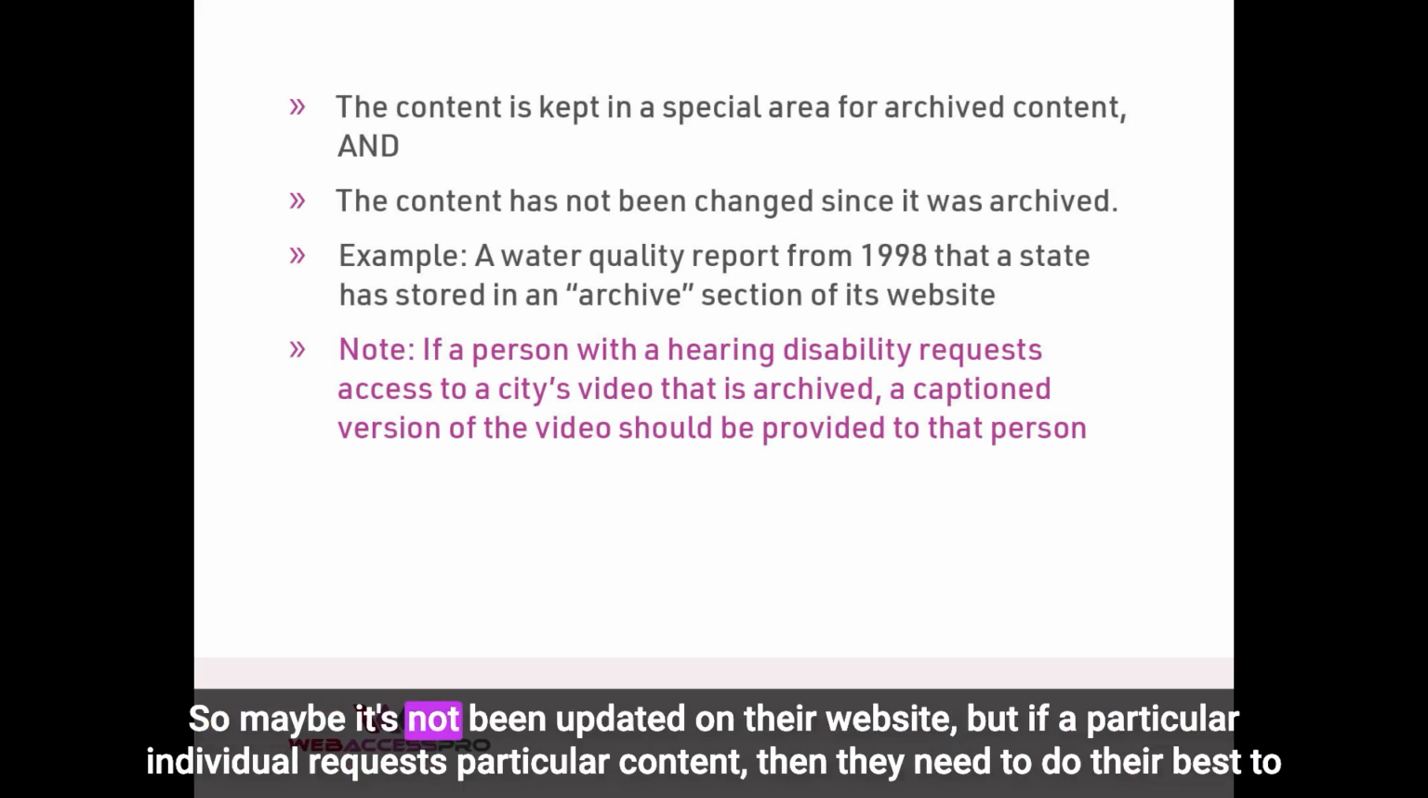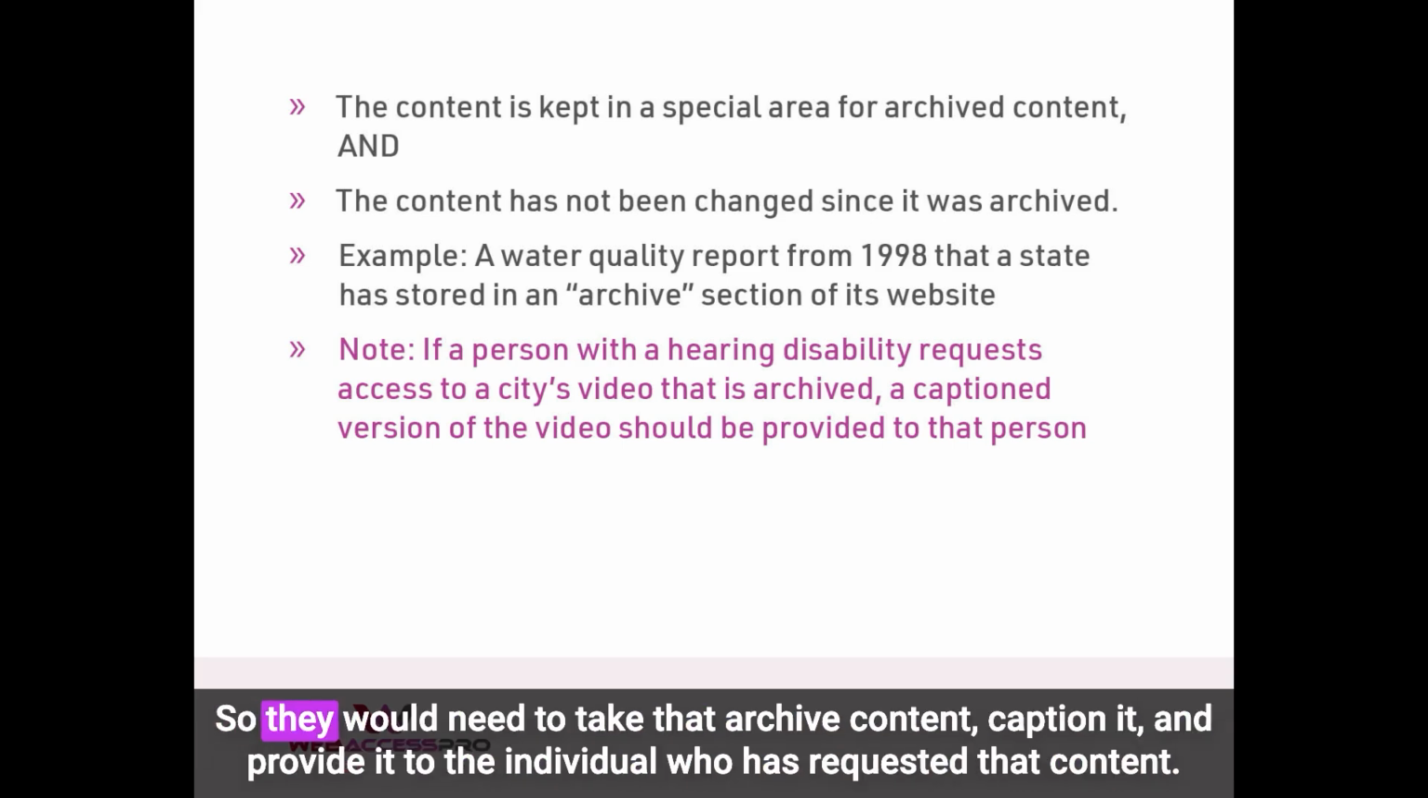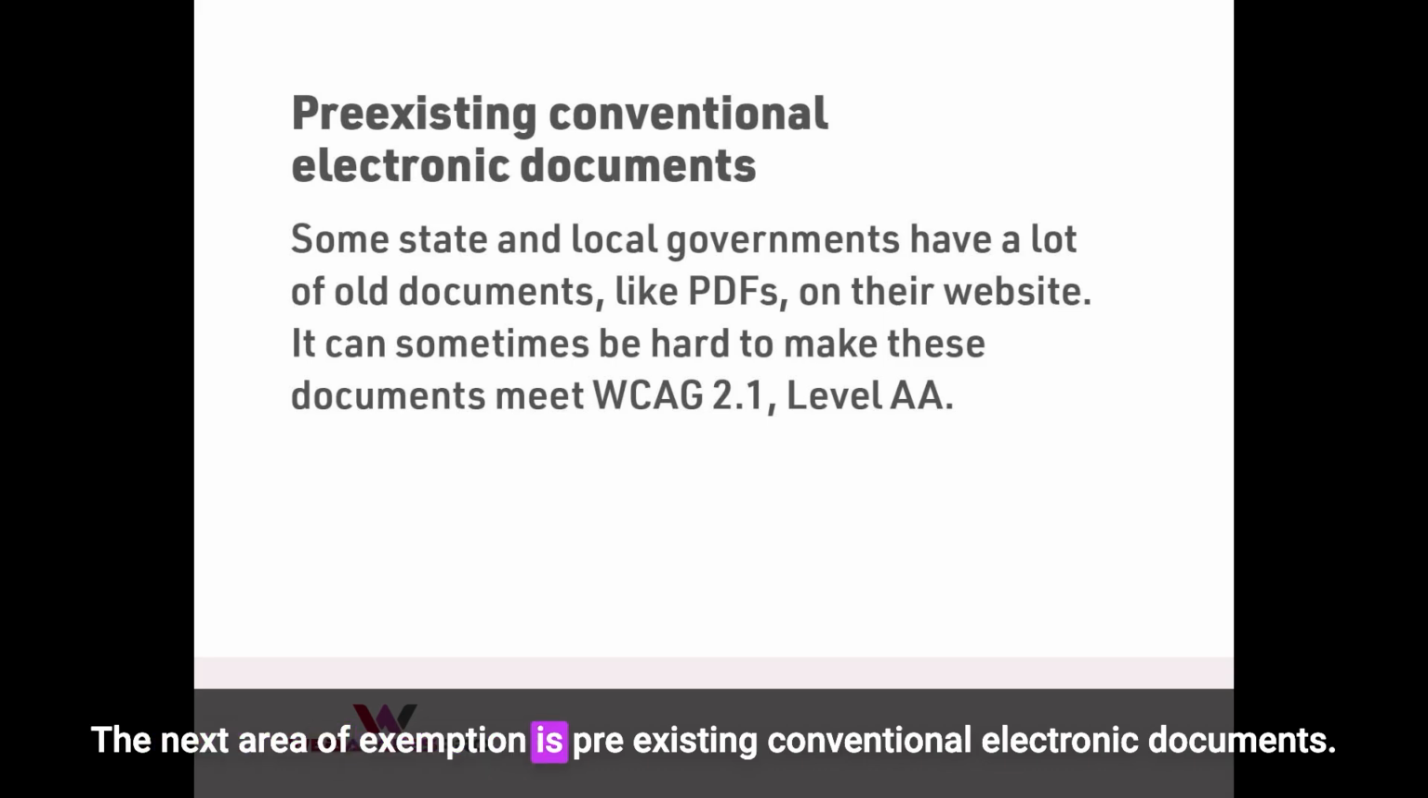So maybe it's not been updated on their website, but if a particular individual requests particular content, then they need to do their best to provide that person with content that they can consume without a problem. So they would need to take that archived content, caption it, and provide it to the individual who has requested that content.